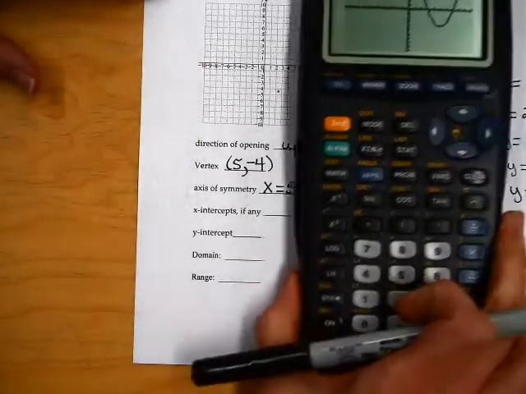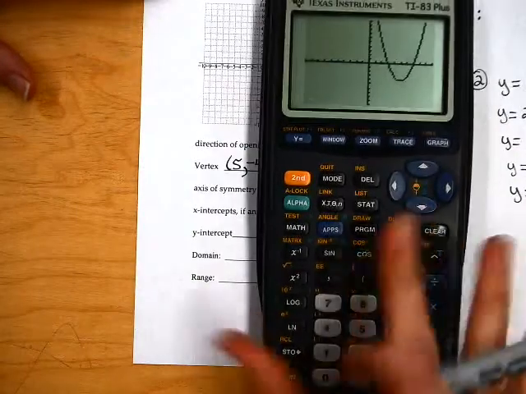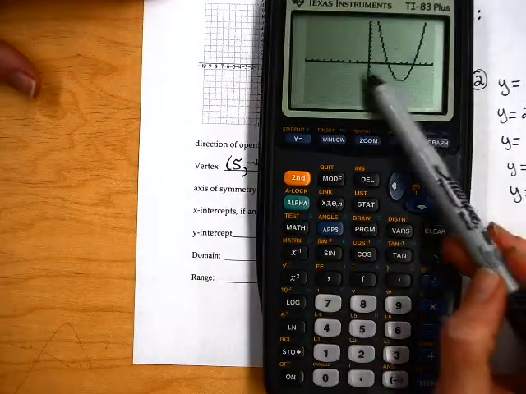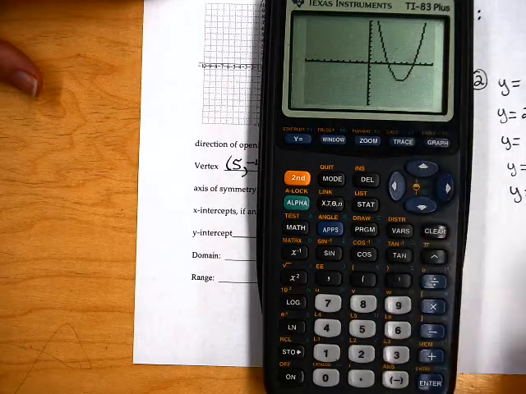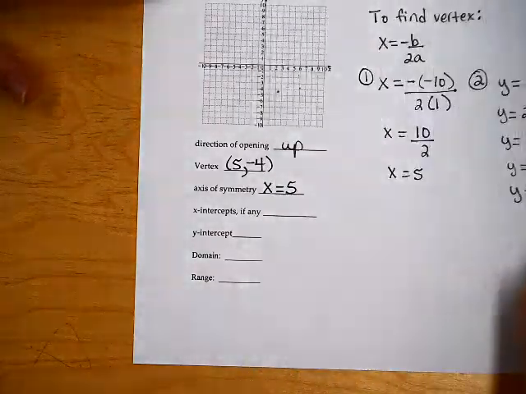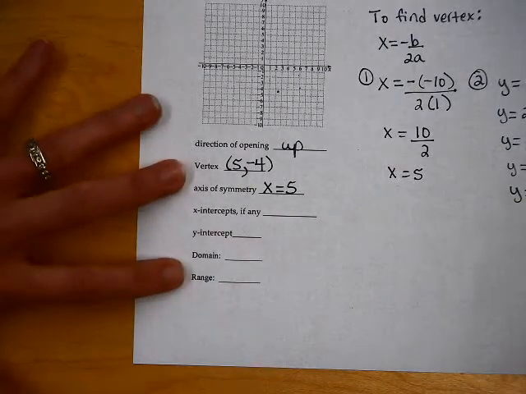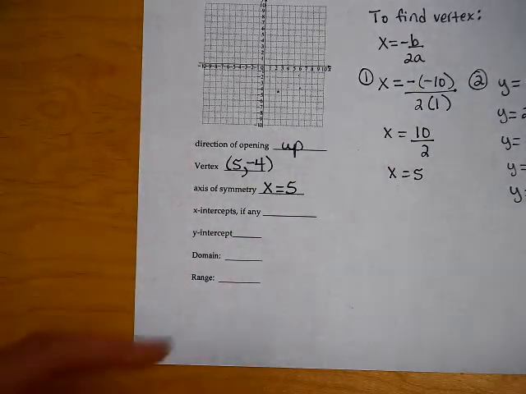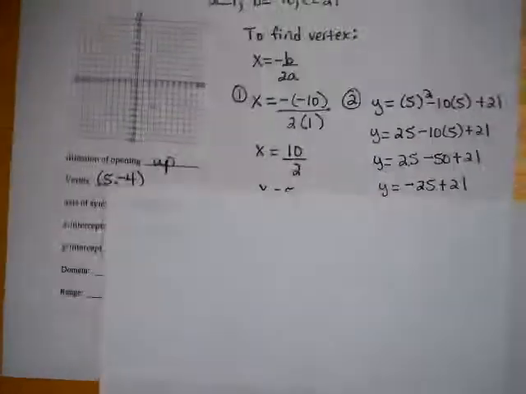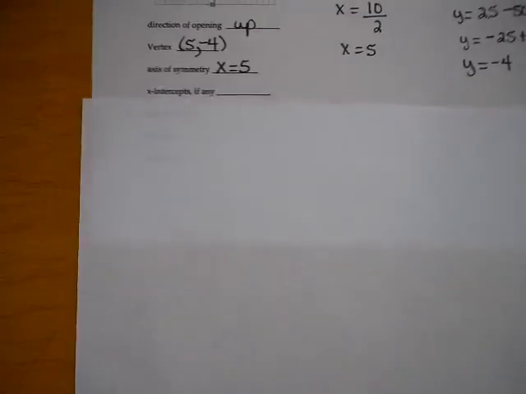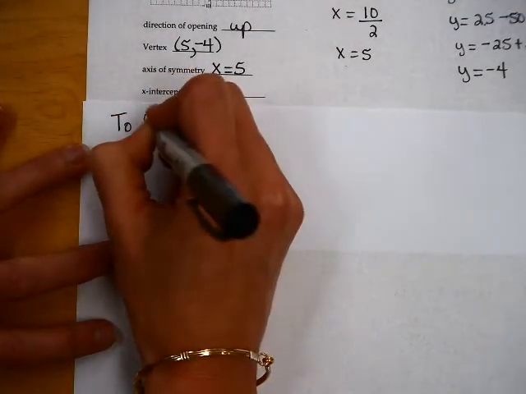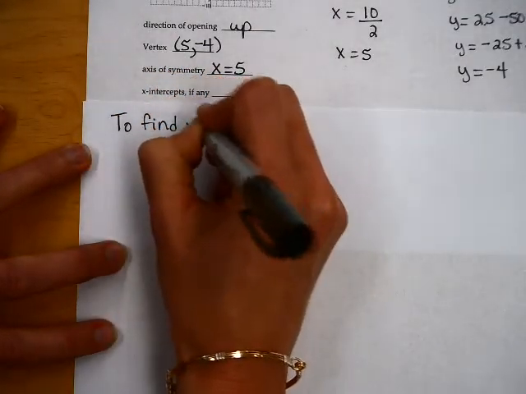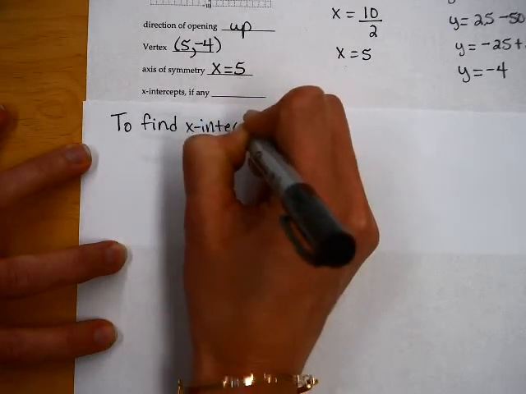Okay, x-intercepts, if any. Well, we can definitely see from this graph on our calculator that yes, we do have two x-intercepts, two places that this graph is crossing the x-axis. And so to find our x-intercepts, and I'm going to get another sheet of paper so I have a little more room, remember that you let y equal 0 and solve.